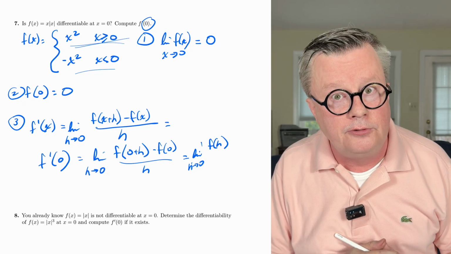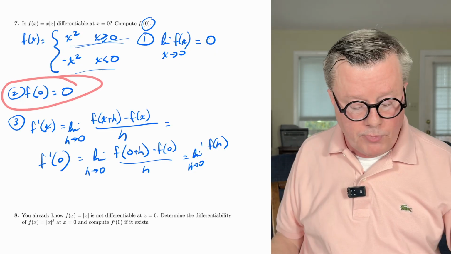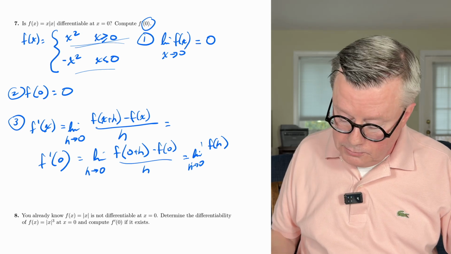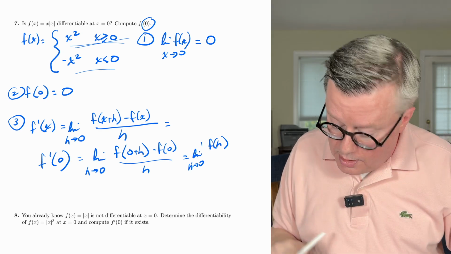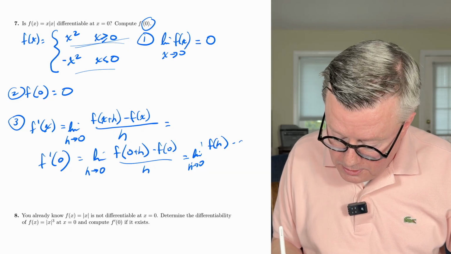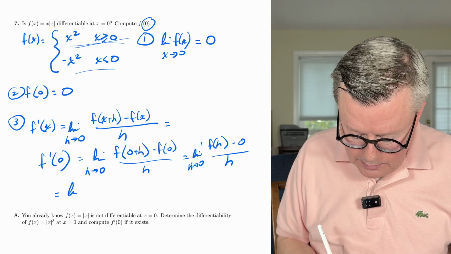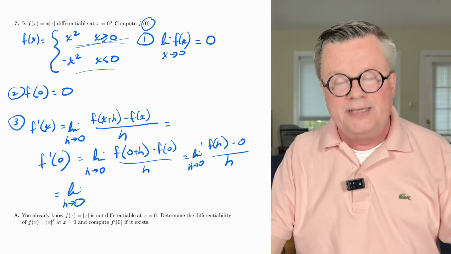Do I know f of 0? I do. I computed it up here when I computed the continuity. So I know that f of 0 is 0. I don't have to subtract anything. F of h minus 0 over h. All right. The limit as h goes to 0. What is f of h?